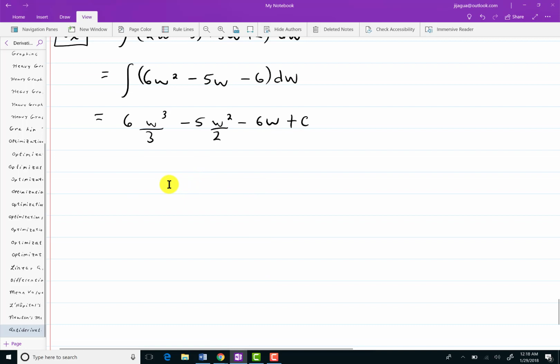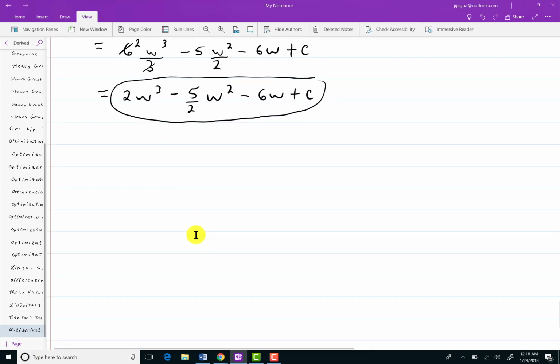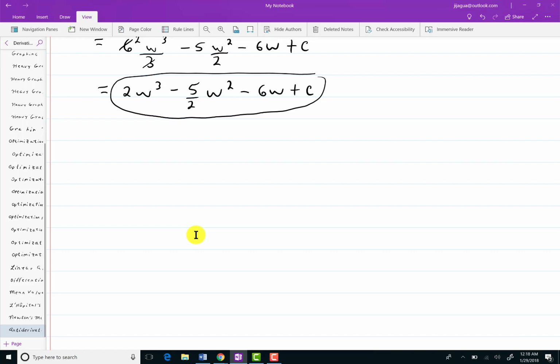I'm going to simplify and also show you what I do when I write fractions, like the minus 5 halves. I prefer to write minus 5 halves w squared versus 5 times w squared over 2. I like the idea of it serving as something like a coefficient, I suppose. So 2w cubed minus 5 halves w squared minus 6w plus c is our final answer.